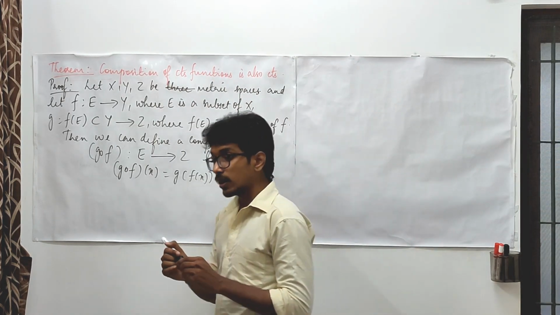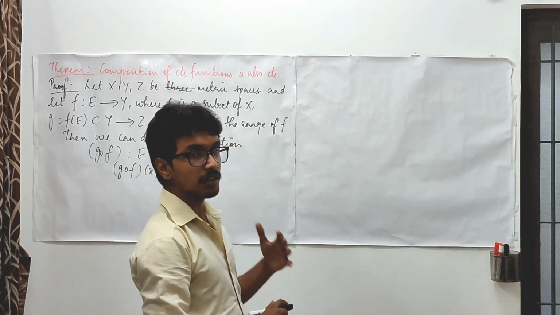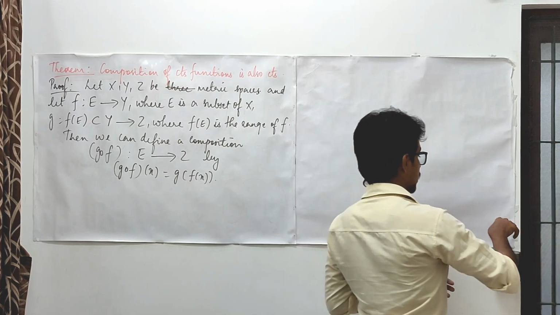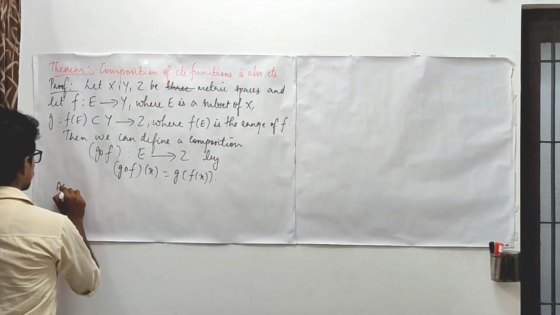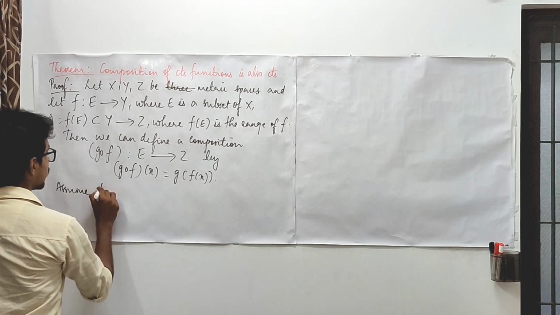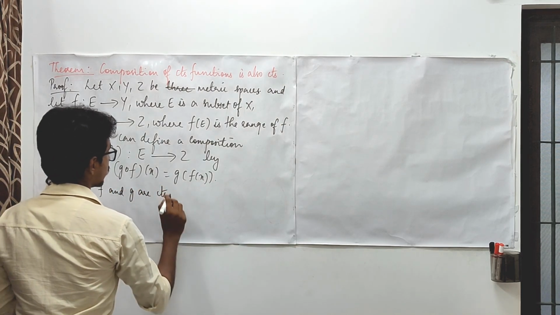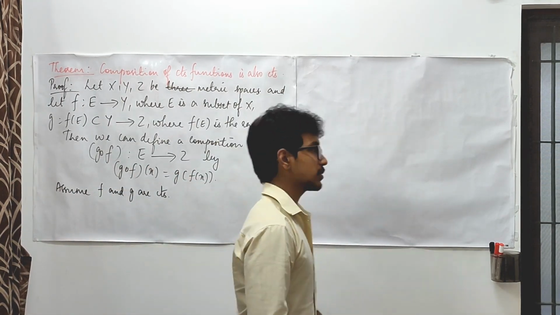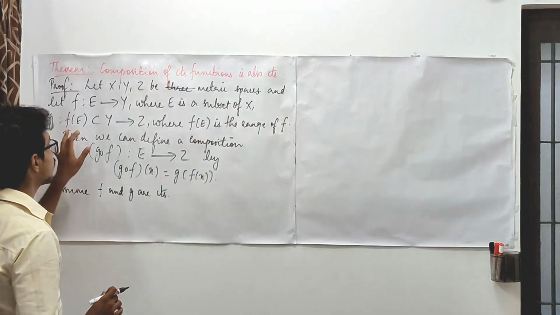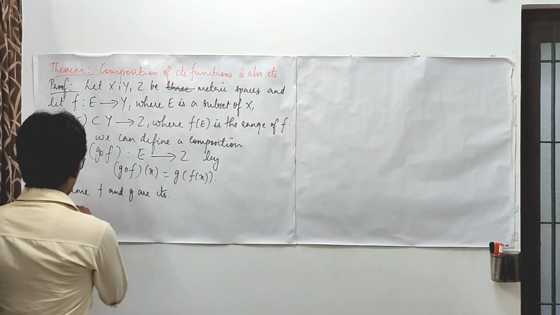And what is given in the statement? They have given that composition of continuous functions is also continuous, which means we will have to assume f and g are continuous in the respective domain, which means f is continuous in E and g is continuous in f(E).